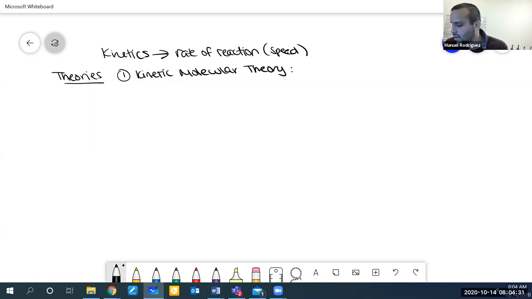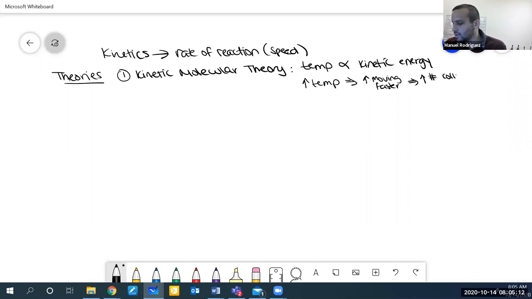But for us, what we need to know is that temperature is proportional to the kinetic energy of the molecules, which means that if you increase the temperature, the molecules start moving faster. And this is important in terms of rate of reaction, because if we increase the temperature, that will result in molecules moving faster. And then that will increase the number of collisions. It will also increase the energy of the collision. So by increasing temperature, you're first increasing the chances that a molecule will find another molecule to react. And you're also increasing the chances that when the molecules collide with each other, they will have enough energy to overcome the activation energy.